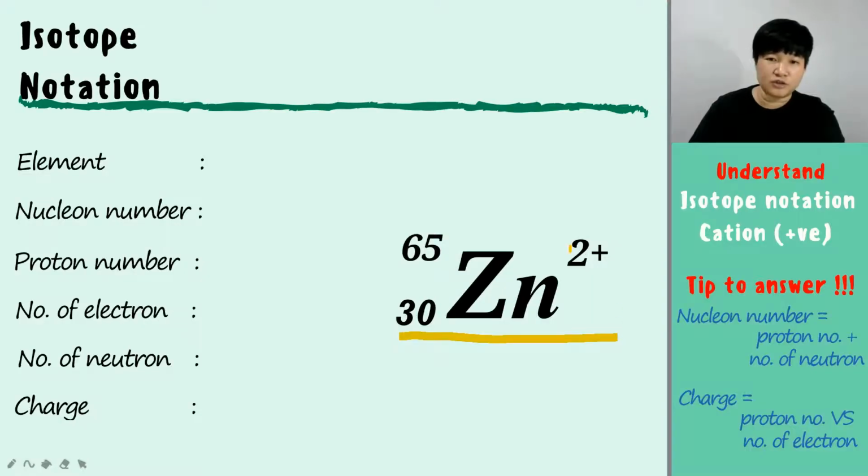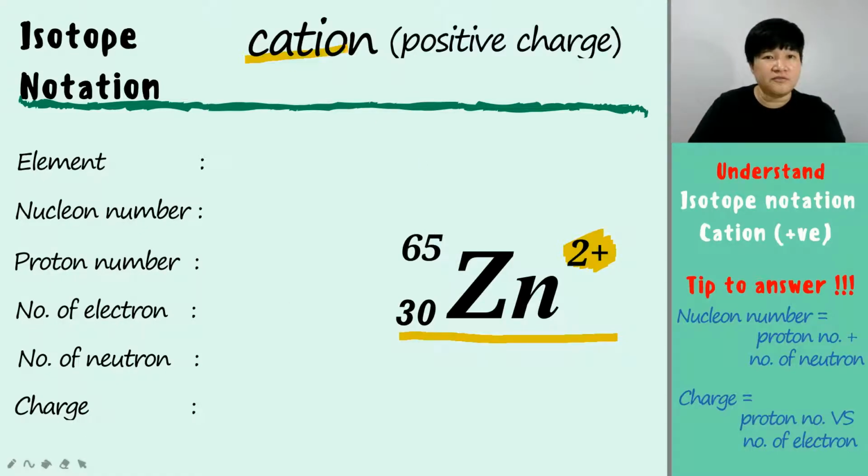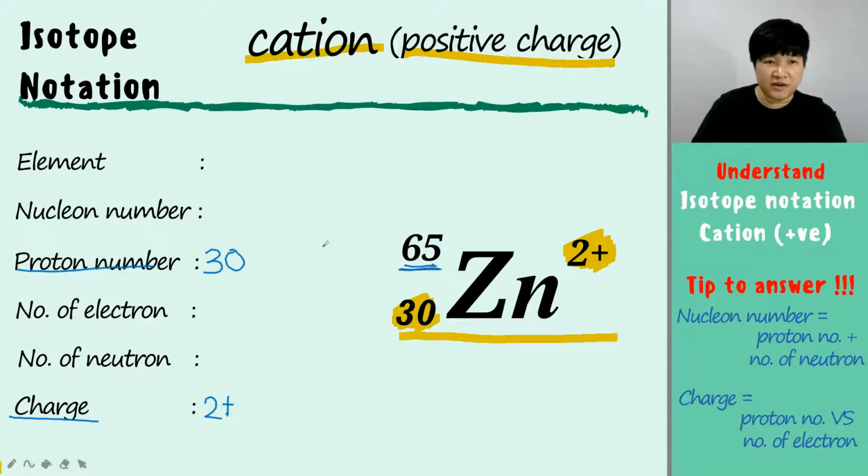Next question. You are given the isotope notation. And from the isotope notation, ladies and gentlemen, we have 2 positive given. With the charge 2 positive, again we know it's a cation with positive charge. So you can put down the charge is 2 positive. Next, you have your proton number given, 30. You have your nucleon 65. And the element over here is your Zn, which means zinc.